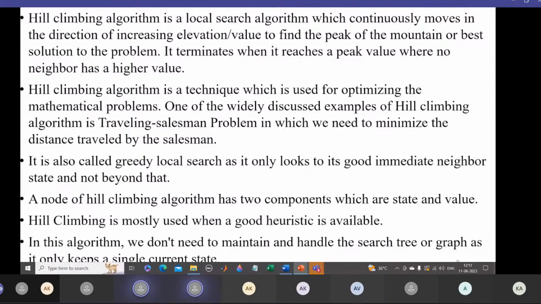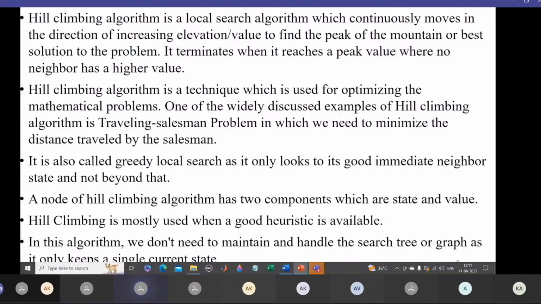So when will it terminate? Either it has to reach the goal, or there should not be any better value than this. Because whenever you find a better value, a better neighbor, you are going to replace it. So it is a technique which is used for optimizing mathematical problems.